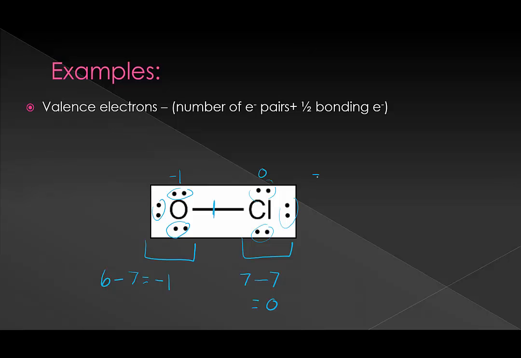Now notice, if you add these up, you get a -1 total charge. And that's because hypochlorite is a minus ion. And so your charges are always going to add up to equal your overall charge in the atom or the ion.